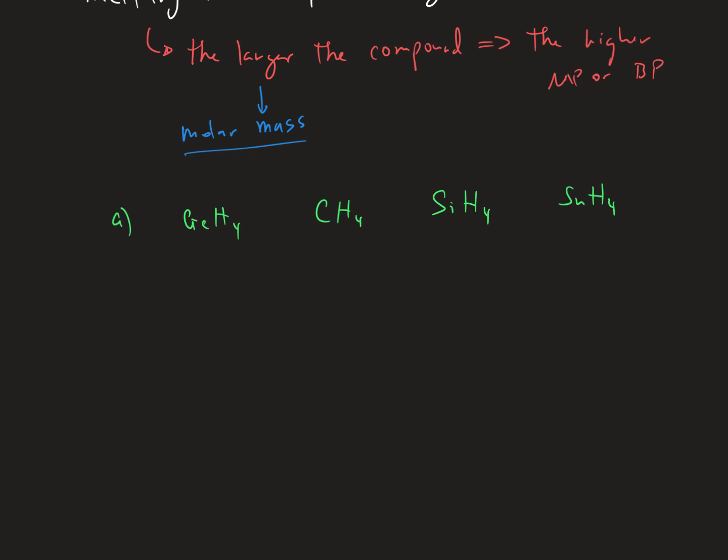Now, what do you notice? A pattern. You see a pattern here? They all have 4 hydrogens. So do we have to worry about the 4 hydrogens? No, that part's the same. So which one has the lowest molar mass? You look at your... Yeah, carbon's going to have the lowest, so that's going to be the lowest melting point or lowest boiling point. And then which one after that?